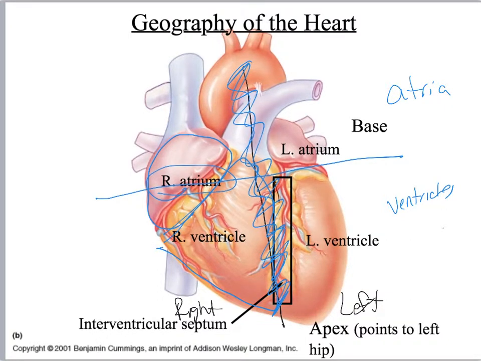Now notice I've drawn a box right here. All right, this is marking the interventricular septum. Septum meaning wall, inter, between ventricles. This separates the right and left sides of the heart. There's also an interatrial septum, but we don't pay as much attention to it.